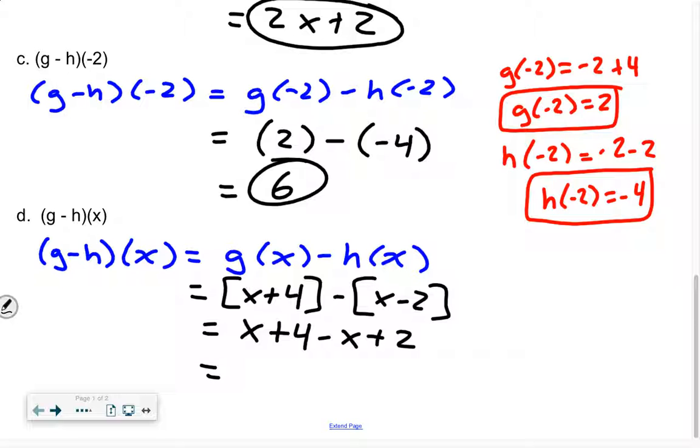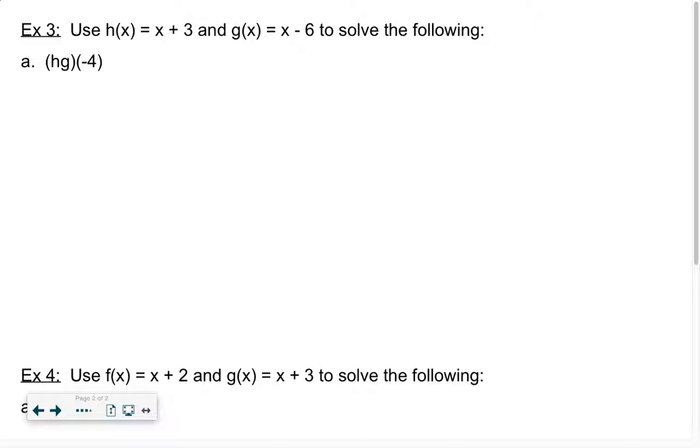X minus x goes away, correct? 4 plus 2 is 6. So this is a case where the x's happen to go away. Typically we get an expression with that x variable, but again, obviously we're in the mood for coming up with 6 today. Multiplication and division, it's the exact same thing. You're just doing a different operation in between.